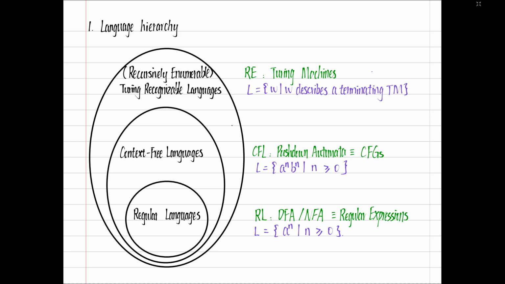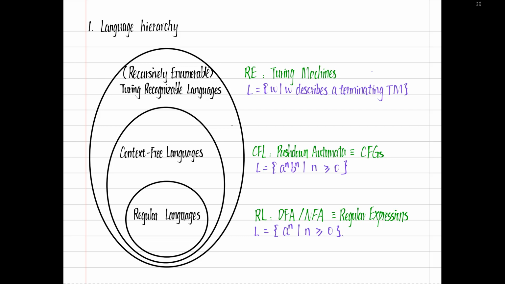Today we talk about a more powerful machine, Turing machines. It has unlimited memory and is more flexible dealing with stored information. Languages defined by Turing machines are called Turing-recognizable languages or recursively enumerable languages.